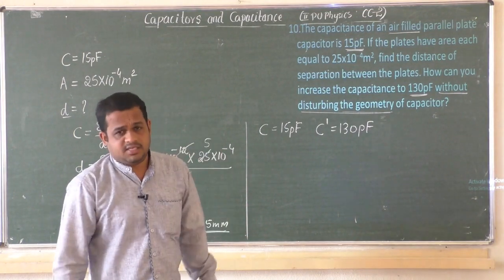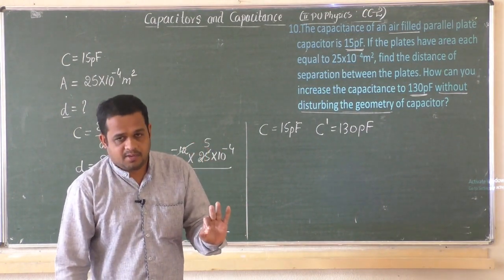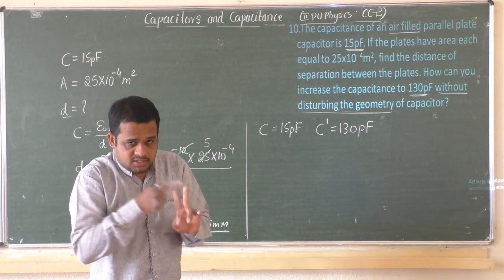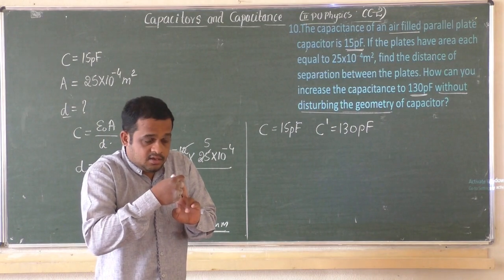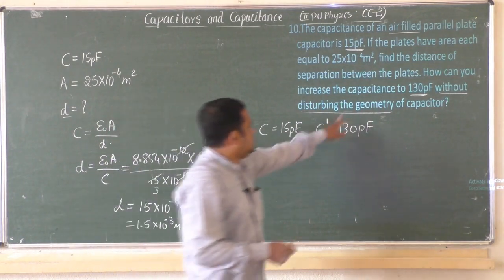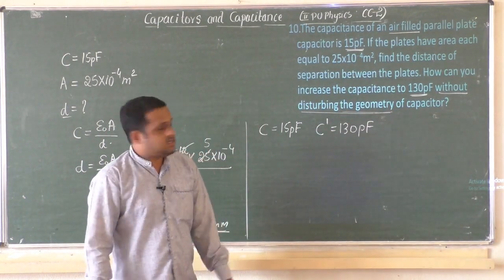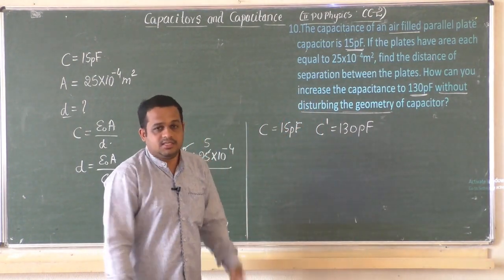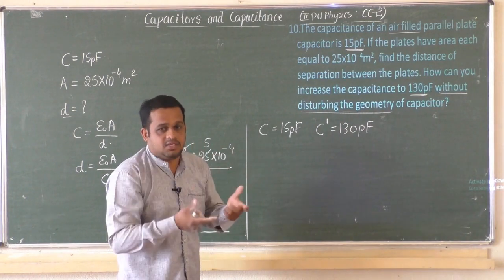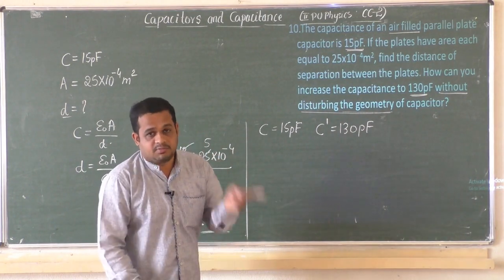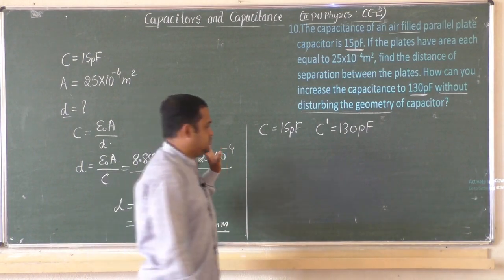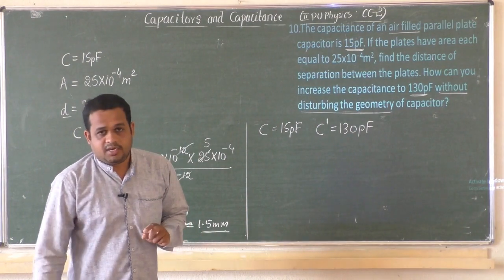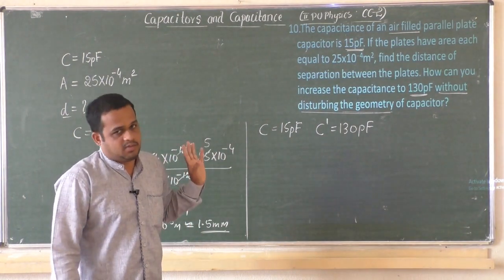Okay, three possibilities are there to change the capacitance of a parallel plate capacitor: by changing the area, or by changing the separation between the plates. That will result in a change in dimension or change in geometry of the capacitor. But it is given that without disturbing the geometry. That means only one possibility is there: the capacitance can be increased by using a dielectric medium. So how can you increase the capacitance without disturbing the geometry? By introducing a dielectric medium.